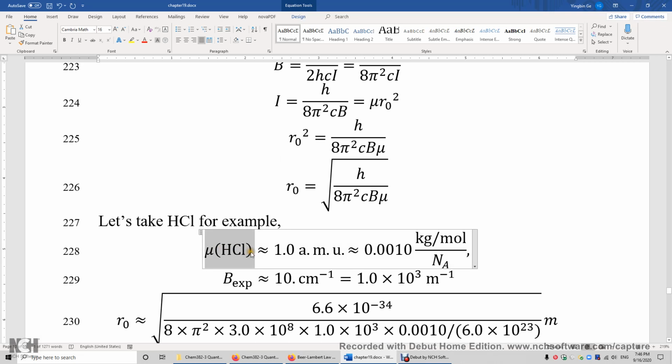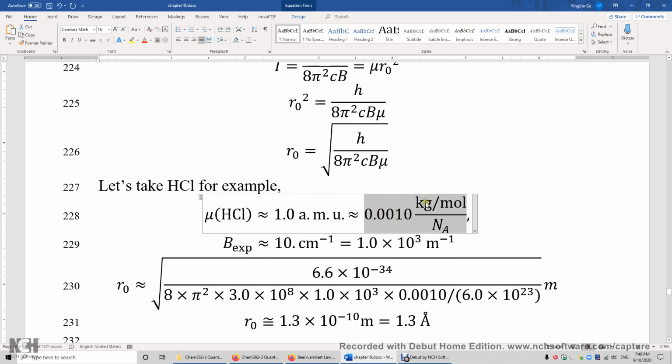Let's look at the mu of HCl. 1 over mu is 1 over the mass of hydrogen plus 1 over the mass of chlorine. I want to say 1 over the mass of hydrogen is much greater than 1 over the mass of chlorine. So 1 over mu is roughly 1 over the mass of hydrogen. So I'm making some approximation here. The value of mu is very close to the mass of hydrogen, which is 1.0 AMU. If you do this calculation, I think it's roughly 1.6 something times 10 to the power of negative 27 kilogram. Be sure you use kilogram.